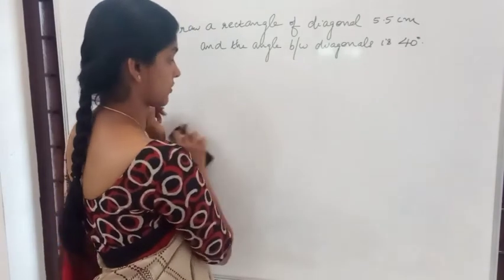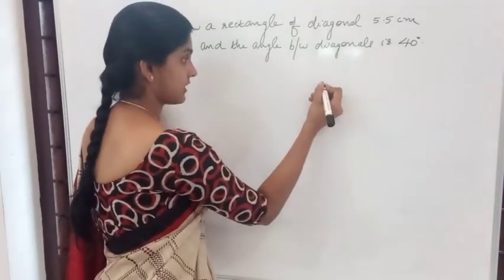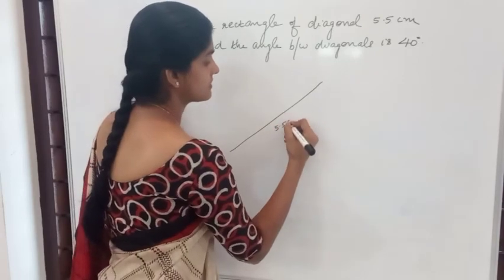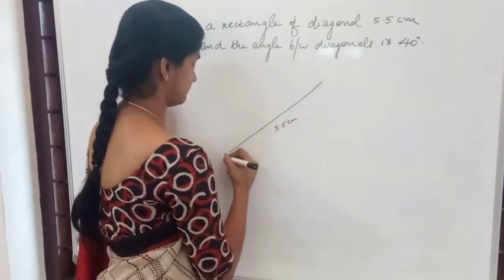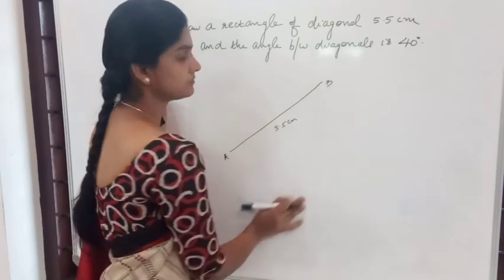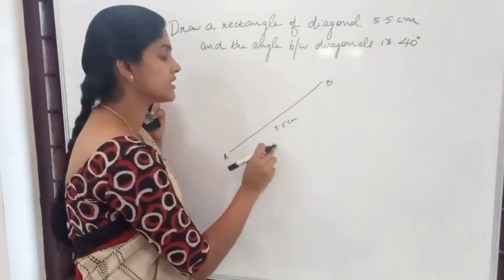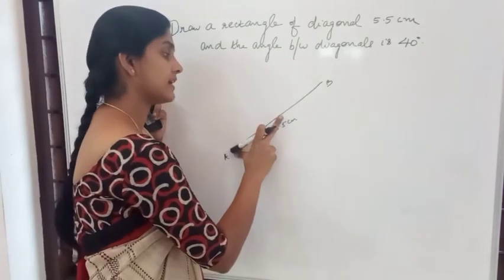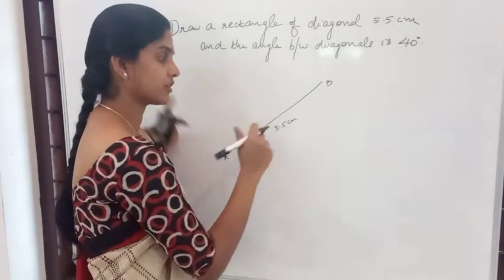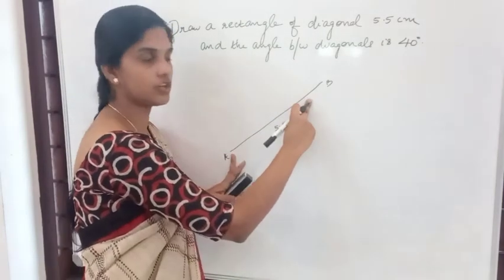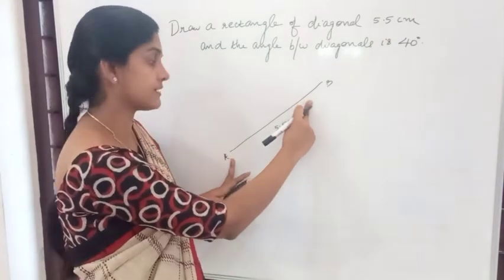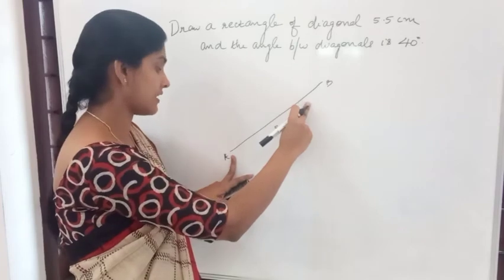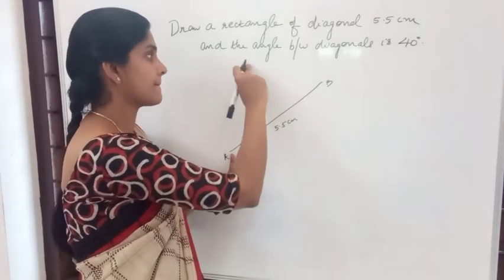Either way you can draw. Since the diagonal is lying, we shall take it like this. 5.5 centimeter. Now how will you take the midpoint of this line? Take your compass, make a length more than half. Suppose take this, it's clear, right? Because this is more than half of this line. So take a length more than half of this line.